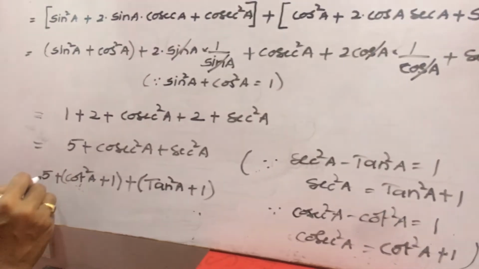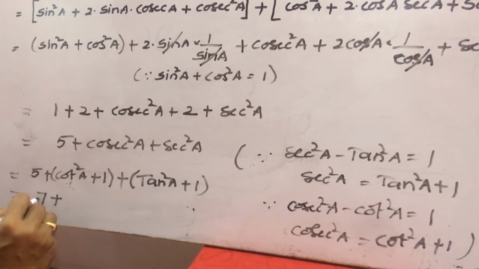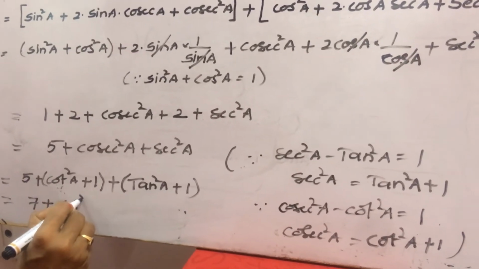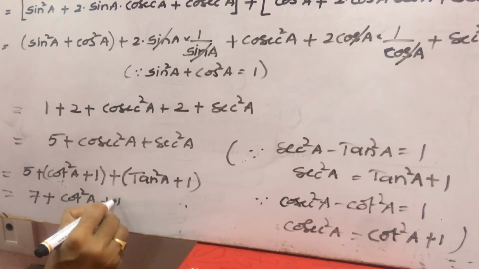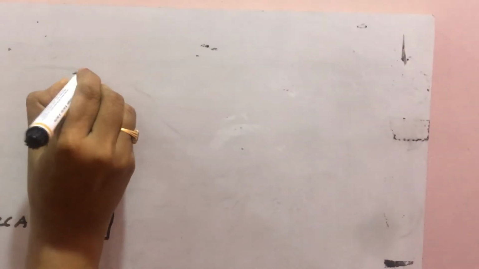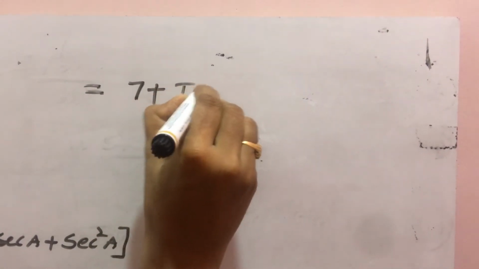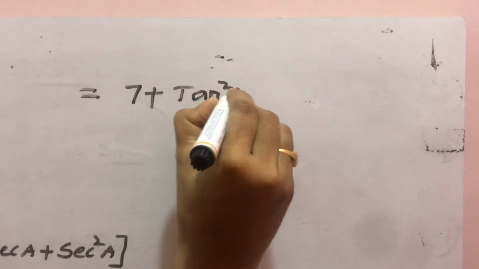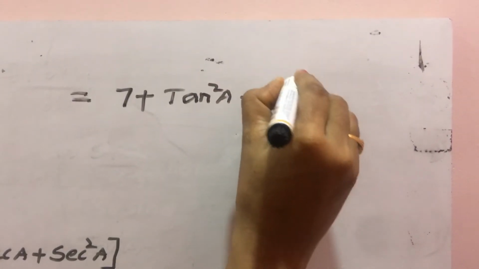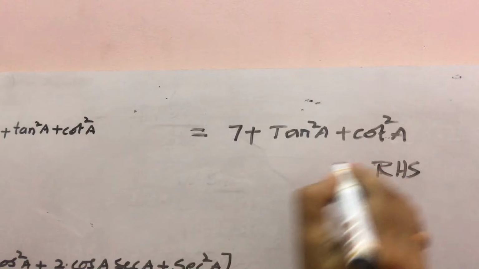See here, 5 plus 1, 6. 6 plus 1, 7. What are the remaining trigonometrical functions? Cot square A as it is plus tan square A, or we can write this as, which is equal to 7 plus tan square A plus cot square A. See here, this is the RHS.